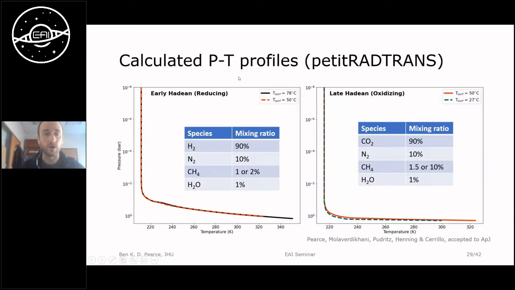Okay, here are the calculated pressure temperature profiles. And you can see we modeled 2 different reducing models and 2 different oxidizing models with 2 different surface temperatures. So we used a hydrogen dominant atmosphere for 4.4 billion years ago, and changing the methane from 1 to 2% increased the surface temperature from 50 to 78 degrees Celsius. So you can see we're already bordering on uninhabitable here. You know, if we get much higher, we get up to 100, and you're not going to have any ponds.